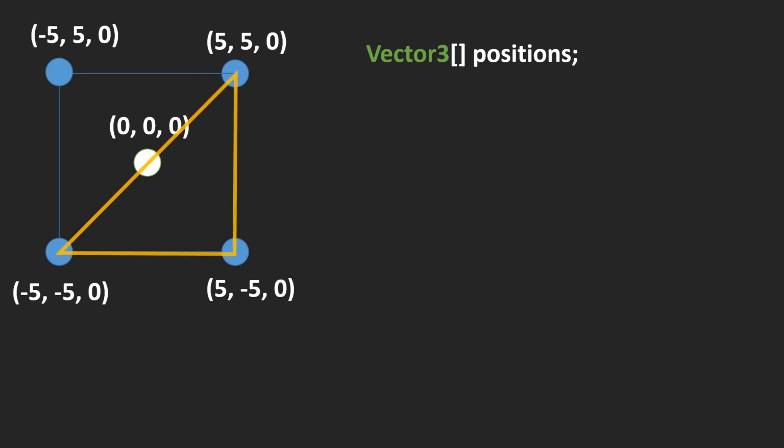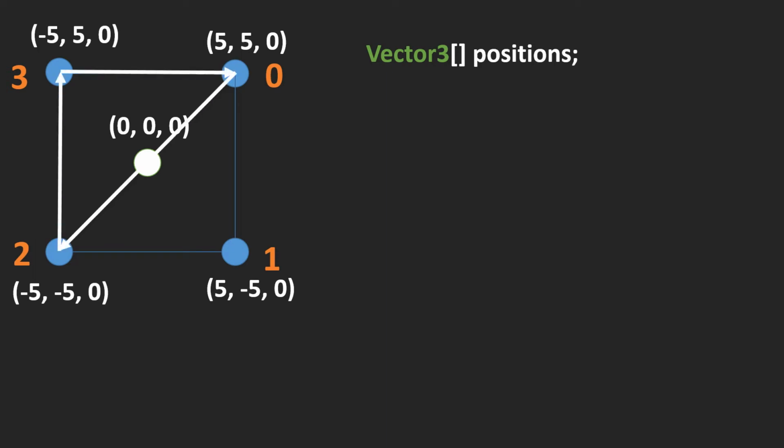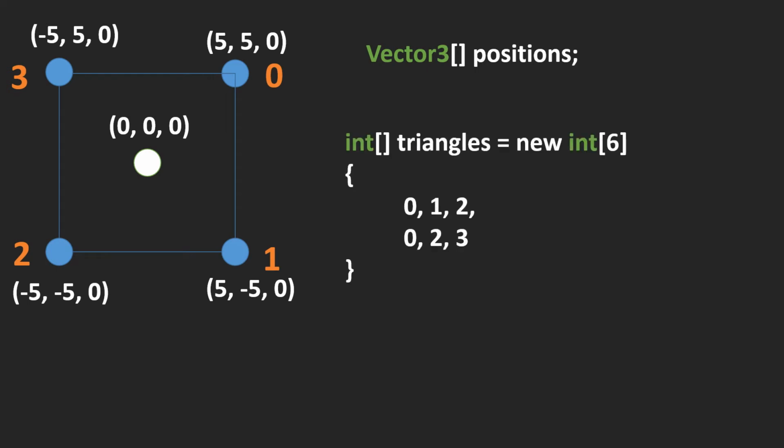And now this quad has 2 triangles. To represent these triangles, we will need vertex indices. Let's say 0, 1, 2, 3. And now we can tell the GPU to go from 0 to 1 and 1 to 2 and 2 to 0. And this will be our first triangle. And for the second triangle, we can tell the GPU to go from 0 to 2 and 2 to 3 and 3 to 0. And this will be our second triangle. To store these indices, we will need an array of integers, let's say triangles. Here the first 3 indices represent the first triangle and the second 3 indices represent the second triangle.